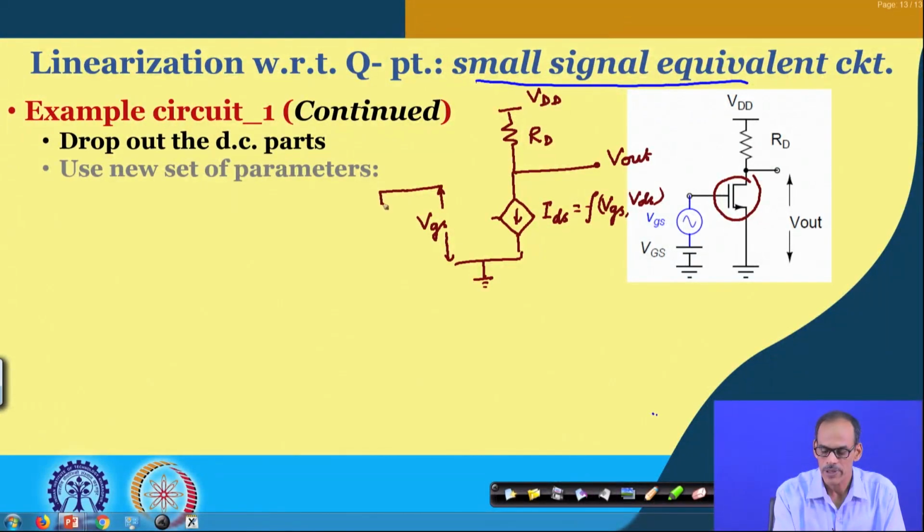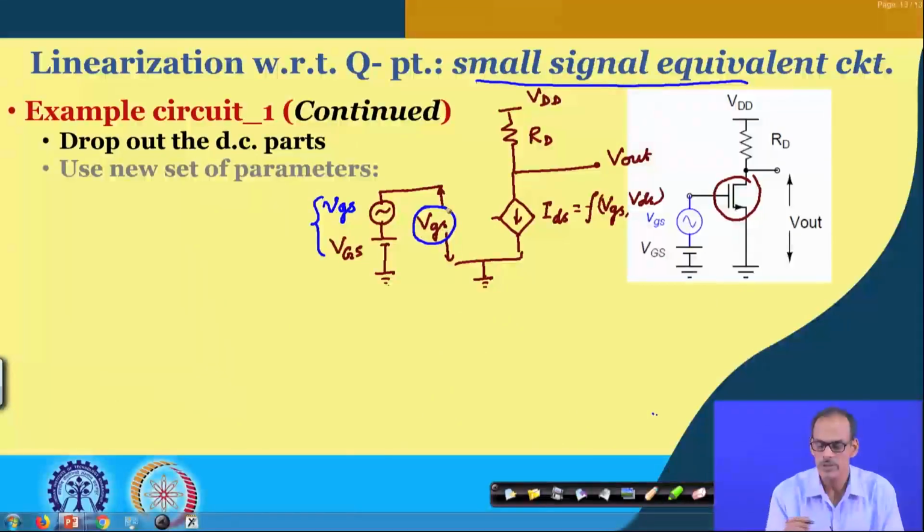and the voltage you are applying here may have a small signal part along with the DC part. So, this is capital V G S, and this part is small v G S. These two together define the capital V G S. This model is referred to as the large signal equivalent circuit, the large signal model of the transistor, and the whole circuit is the large signal equivalent circuit.